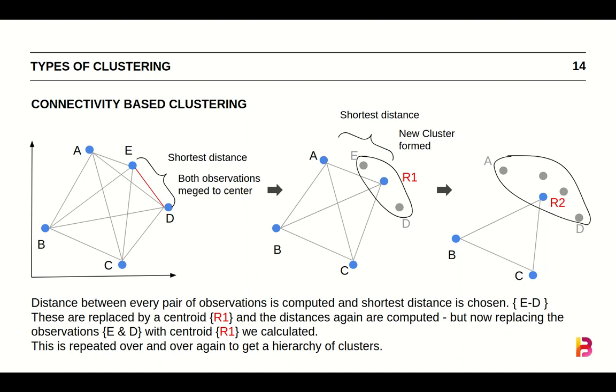Now there are two broad types of clustering I wanted to discuss. One is called connectivity based clustering. The other type of clustering is called centroid based clustering. Now connectivity based clustering works this way.